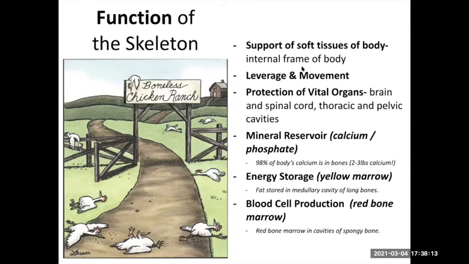But the other part is your skull and your vertebral column are protecting your brain and spinal cord. Your rib cage is protecting your heart and lungs. Your pelvis is protecting your internal reproductive and bladder structures, right? So that's also that whole protection of vital organs thing. And then today we'll talk a little about these other functions: calcium reserve, a little bit about energy storage, and mostly about this.